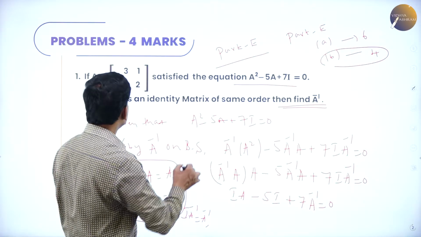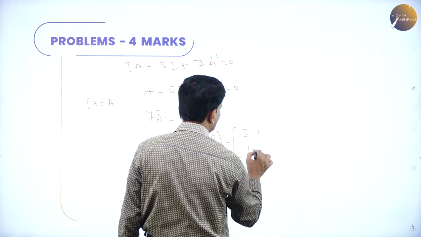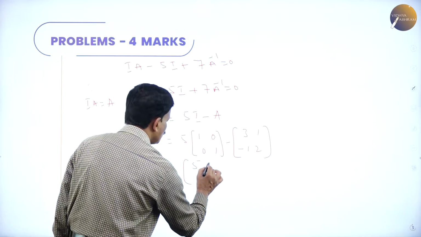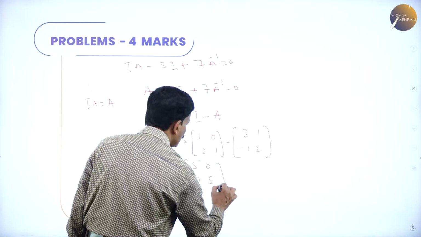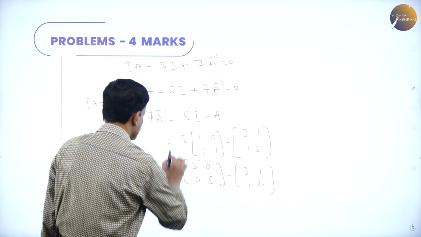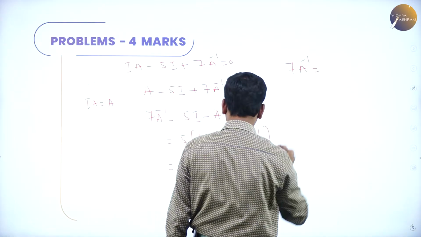What is A? A is a given matrix: 3, 1, minus 1, 2. Simplify this. Multiply by 5: 5, 0, 0, 5 minus this, 3, 1, minus 1, 2 as it is. So, therefore, 7A inverse is equal to, simplify this.